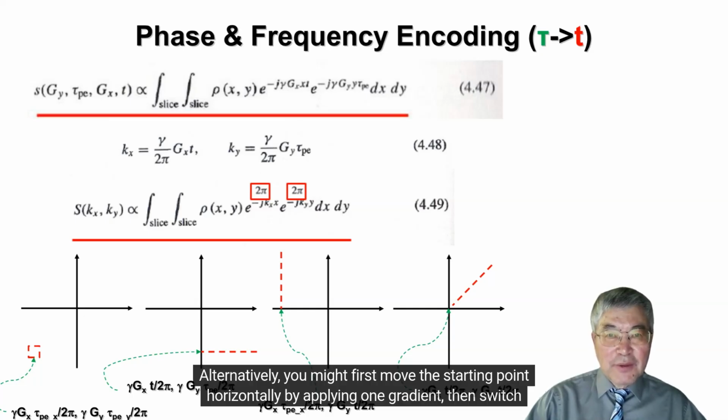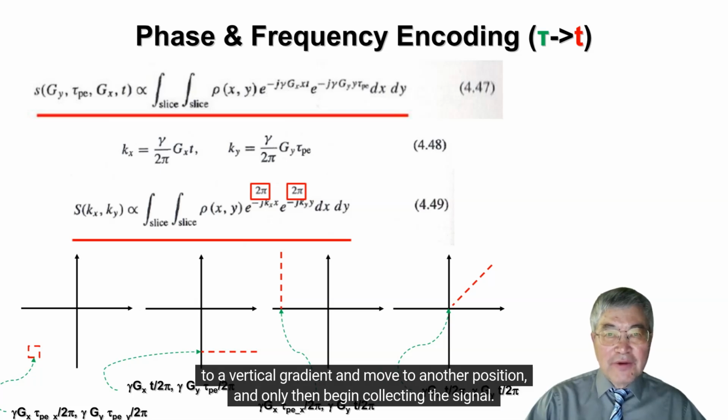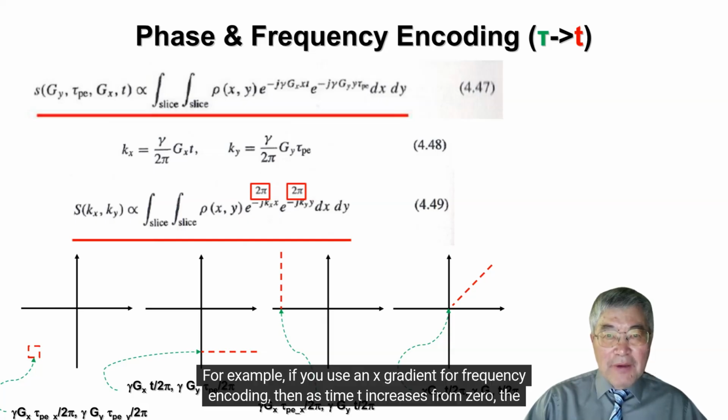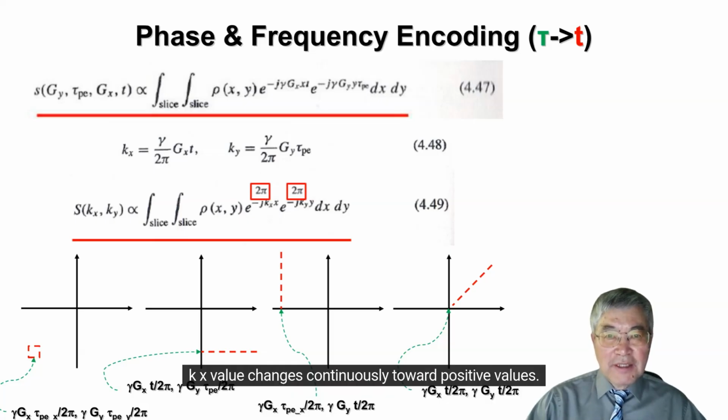Alternatively, you might first move the starting point horizontally by applying one gradient, then switch to a vertical gradient and move to another position, and only then begin collecting the signal. Each different choice changes the trajectory you trace in k-space. For example, if you use an x gradient for frequency encoding, then as time t increases from 0, the kx value changes continuously toward positive values.